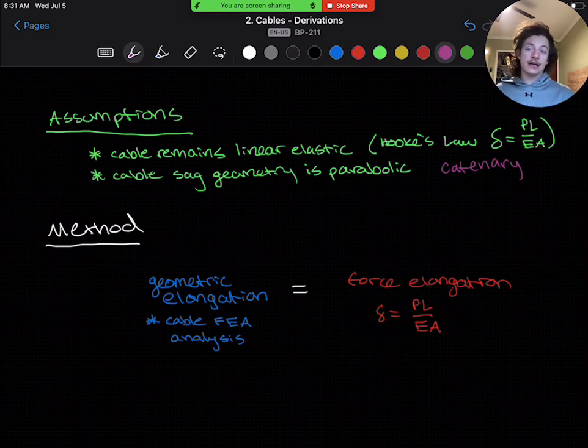Now in the next video, I'm going to set up the problem and show you an example of how we would calculate custom sag.